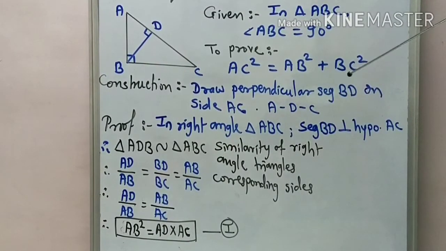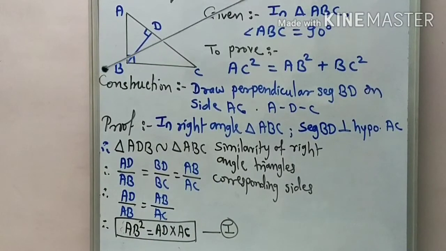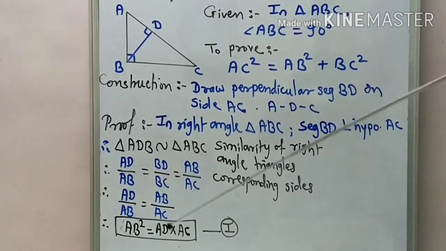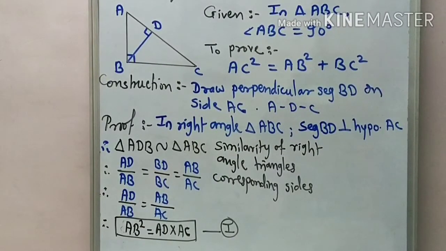Similarly, to get BC square, what do we do here, students? Yes, we take another pair, triangle BDC, similar again with the original triangle ABC, and like this we take the corresponding sides in proportion, and we do this cross multiplication, so we get BC square over here.